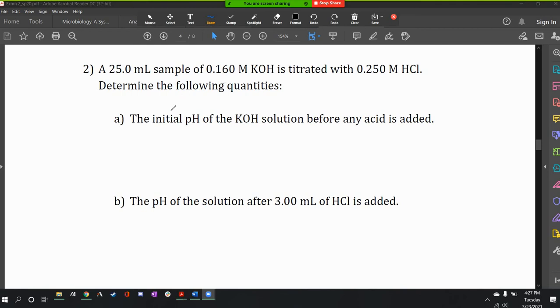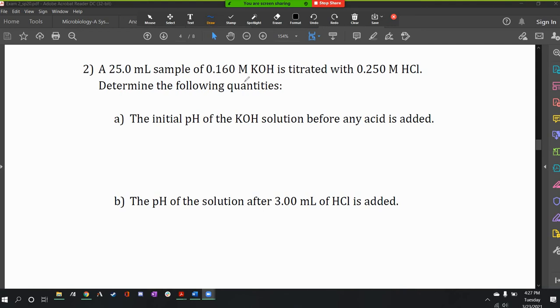So on this problem, problem 2: a 25 milliliter sample of 0.160 molar potassium hydroxide is titrated with 0.250 molar hydrochloric acid. Determine the following quantities. A says the initial pH of the potassium hydroxide solution before any acid is added.